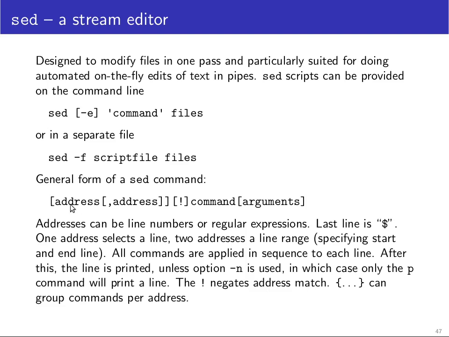The square brackets in this particular notation here just indicate that whatever is between the square brackets is an optional part of the command. So only the command here is actually required. There may or may not be arguments. You can follow the address with an exclamation mark that inverts the selection. So the command will only be applied where the address does not apply.